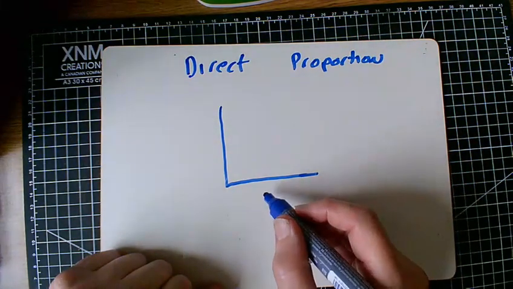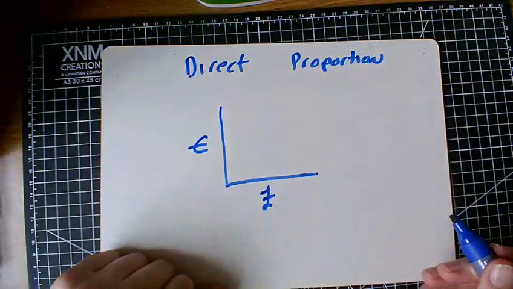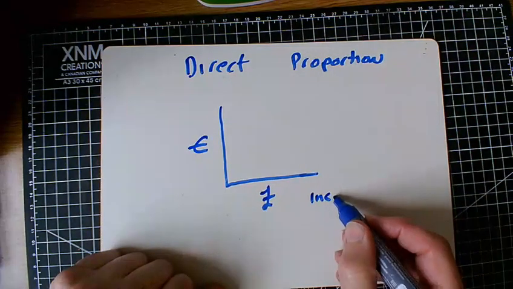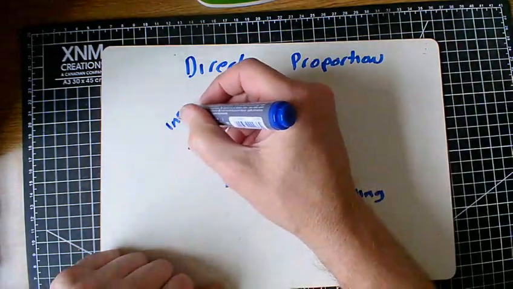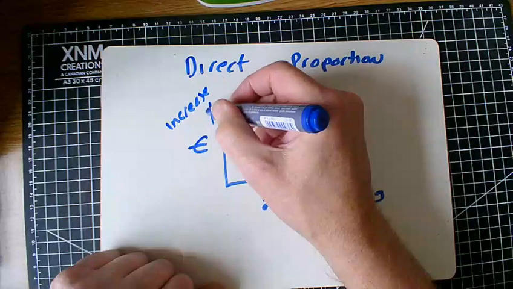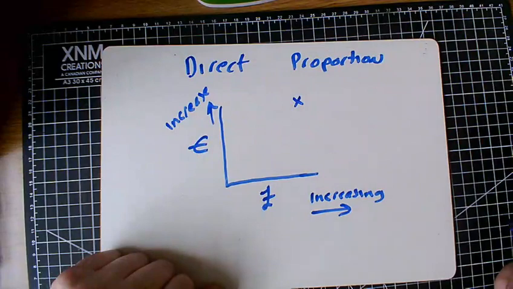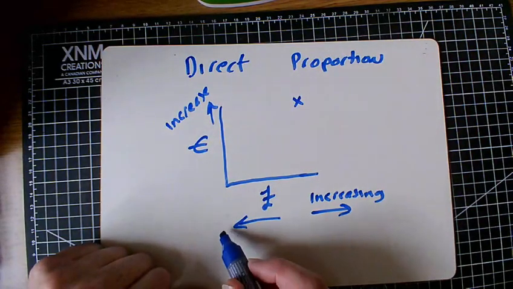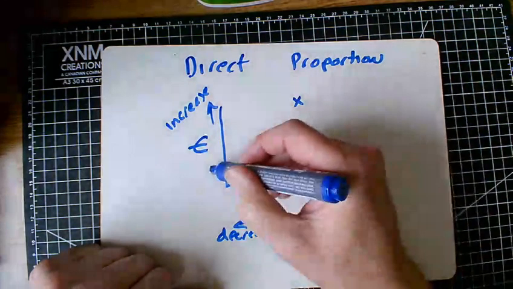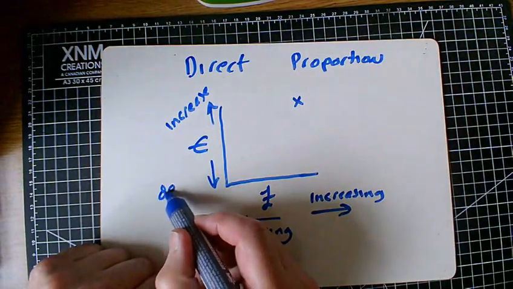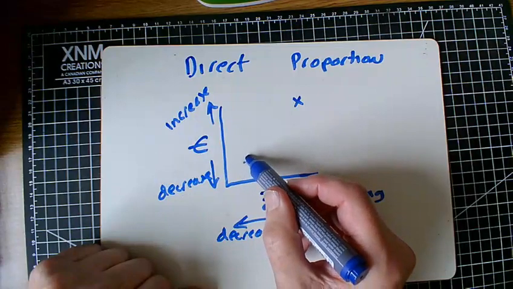So say for example I've got some pounds and I want to exchange them for euros. As the number of pounds increases, the number of euros should increase. So if I've got many pounds, I will get many euros. Conversely, if I've got a small number of pounds, so if they're decreasing, the number of euros I will get back will also decrease. So a small number of pounds leads to a small number of euros.